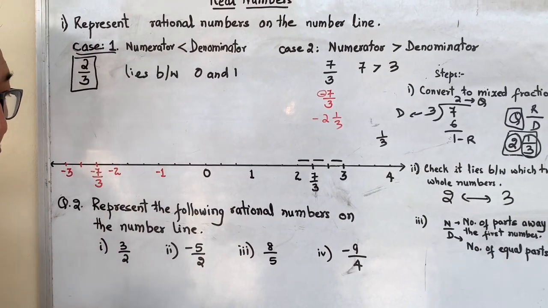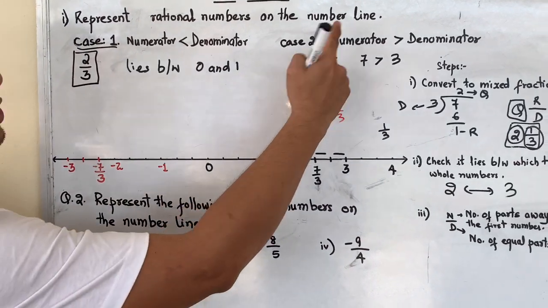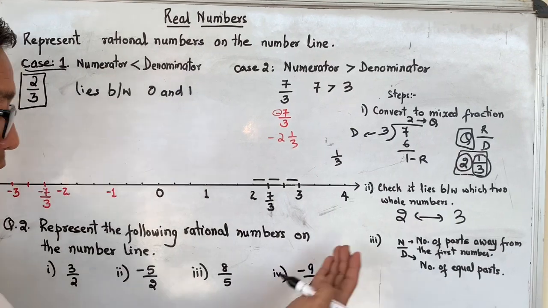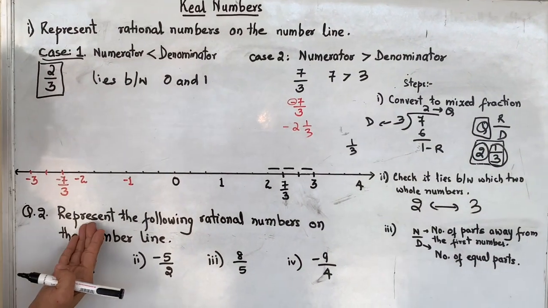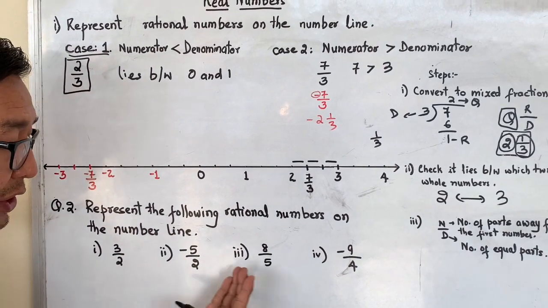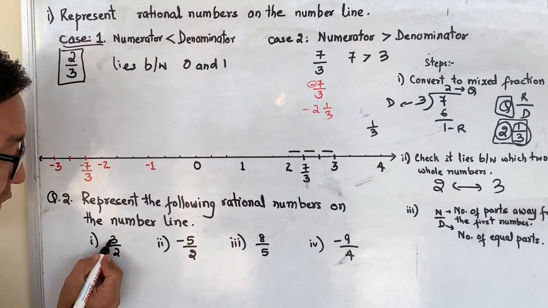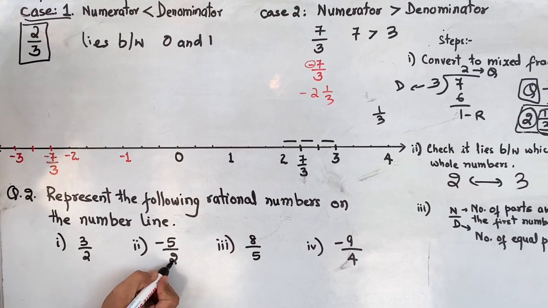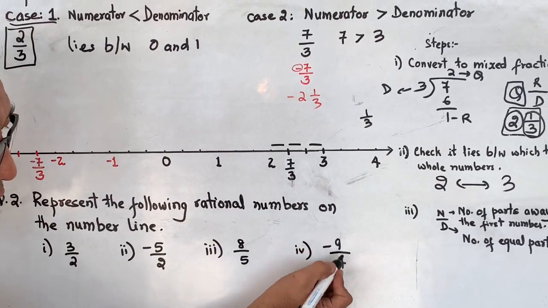Represent the following rational numbers on the number line. In these, the numerator is greater than the denominator: 5 is greater than 2, 8 is greater than 5, 9 is greater than 4.